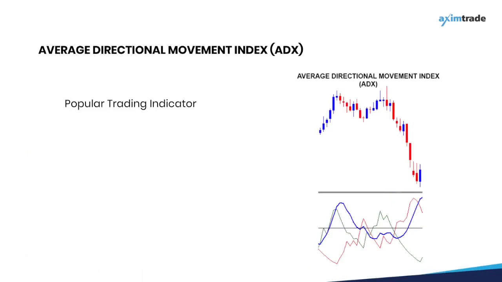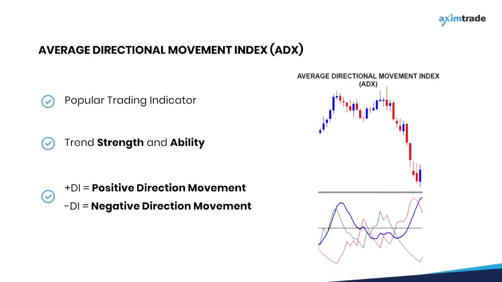The Average Directional Movement Index (ADX) is a technical indicator developed by J. Welles Wilder to determine the strength and ability of a trend. The ADX indicator is calculated by averaging the values of rising price ranges. It is a combination of two other indicators, the Positive Directional Indicator, abbreviated as plus DI, and the Negative Directional Indicator, which is minus DI. The ADX combines them and smooths the results with a smooth moving average.